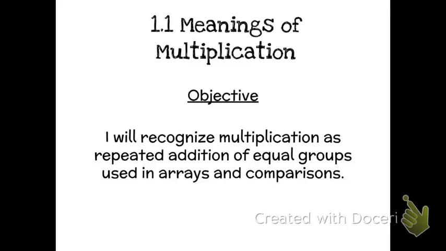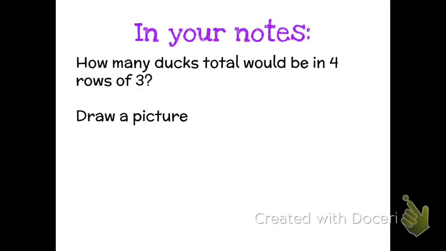Today's lesson is topic 1.1, meanings of multiplication. The objective today is I will recognize multiplication as repeated addition of equal groups using arrays and comparisons. In your notes, make sure you have included the title for today and go ahead and write down this question.